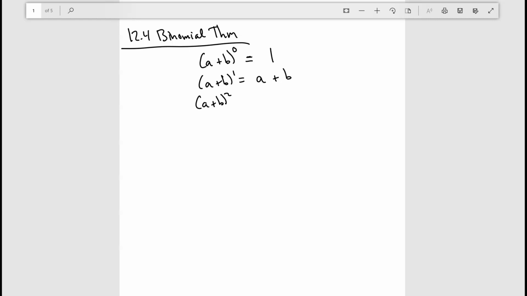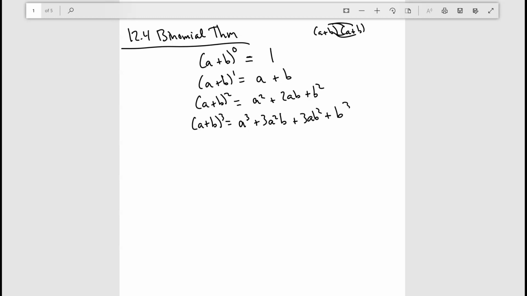Okay, what about if I had a plus b to the second power? Well, this means I'm going to be foiling out a plus b times a plus b, and when I FOIL everything out, I'm going to get a squared plus 2ab plus b squared. Now, what about a plus b to the third power? Well, same thing. I have 3 of them now, so I'm going to FOIL all that out, and I'm going to get a to the third plus 3a squared b plus 3ab squared plus b cubed.